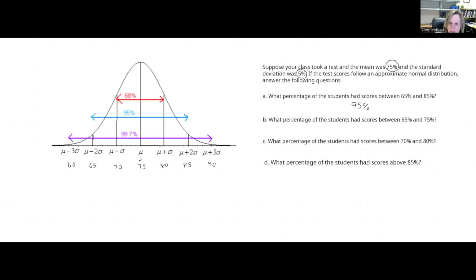We look at the next question that says, what percentage of students had scores between 65 and 75? Well, that's half of what we just looked at. Because a normal curve is symmetric, if from 65 to 85 was 95, then exactly half of that will be between 65 and 75. So 95 divided by 2 is going to give us 47.5%. And that would be our answer here.